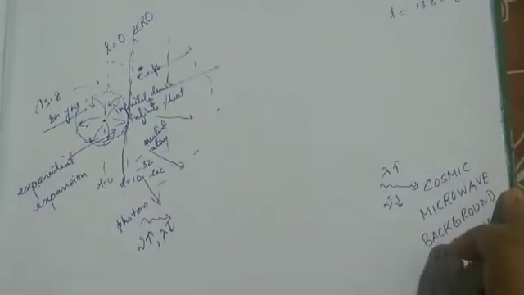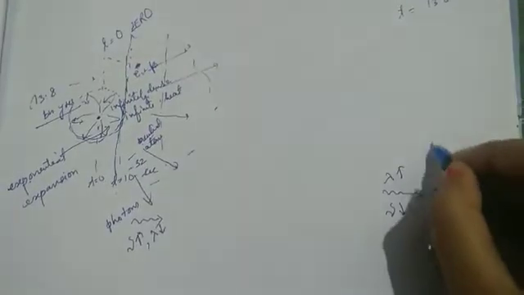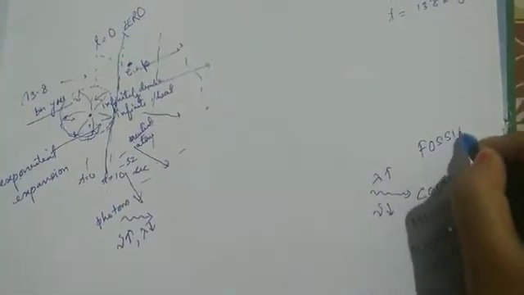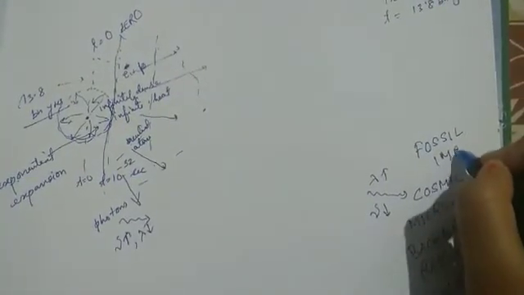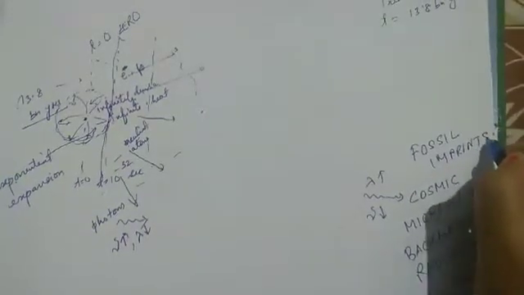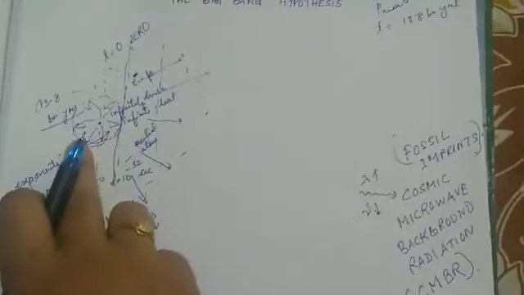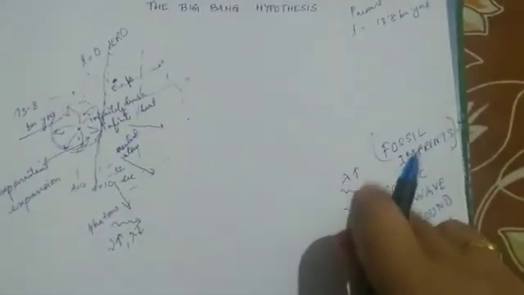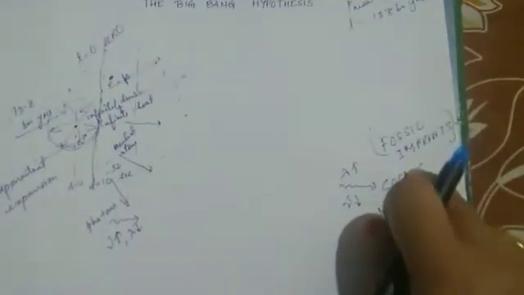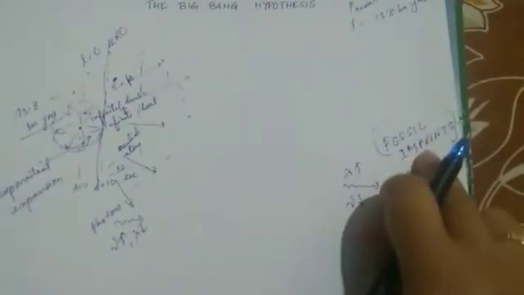Okay, so you can understand they are like fossil imprints. Can you understand? Fossil imprints of whatever happened in ancient time, at t equal to 0, whatever happened during that time. This is bringing the fossil imprints of that time only. Okay, so this is called cosmic background radiation.